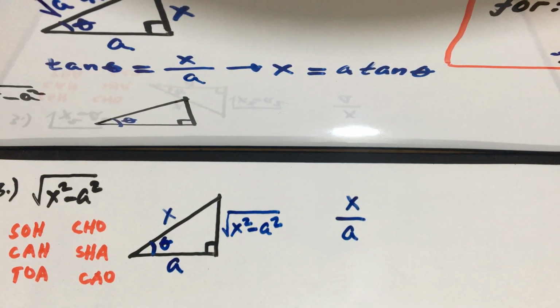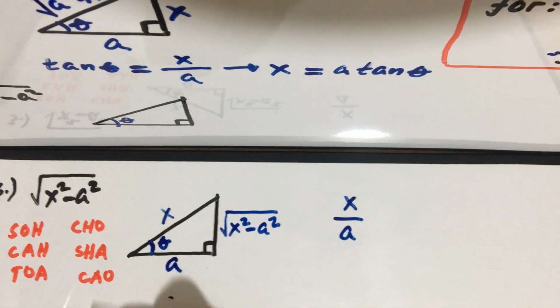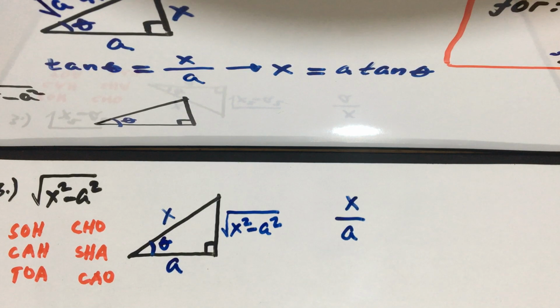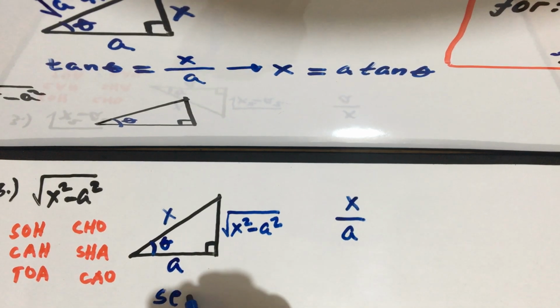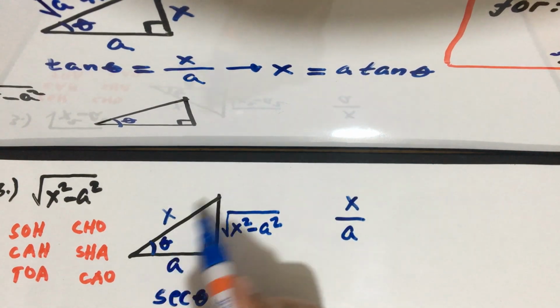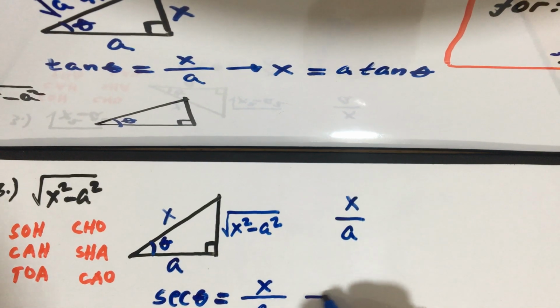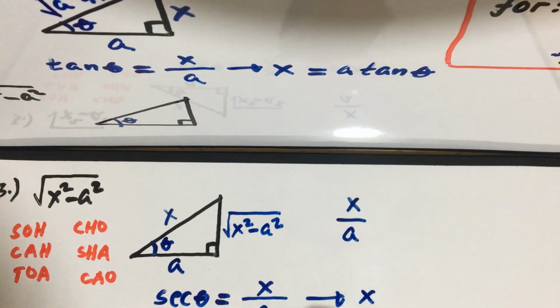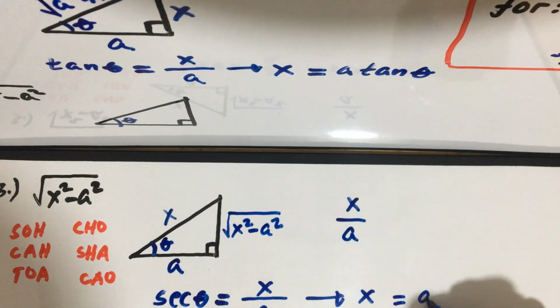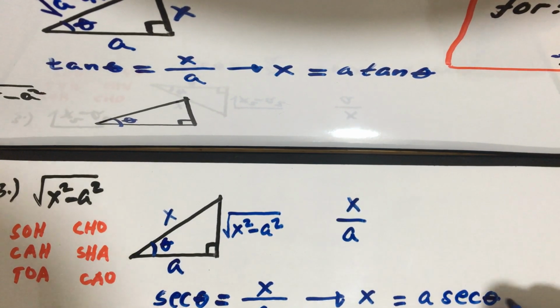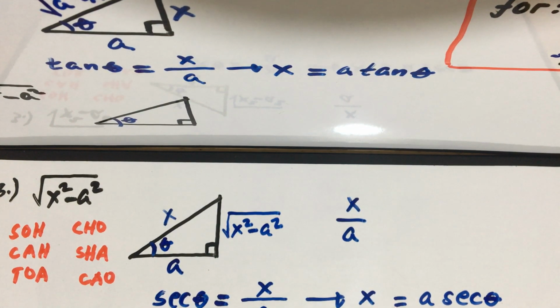Okay? So from our definition of secant, secant of the angle theta is equal to hypotenuse, which is x, over adjacent, which is a. Therefore, from here, we can solve for x. Cross multiply a, so we have x is equal to a times secant theta. Okay? So this is it. That is the derivation of these different values for x for different scenarios, class.